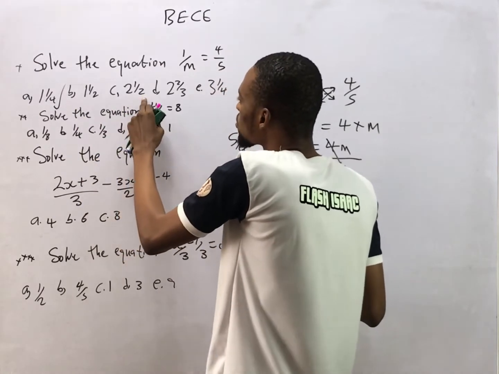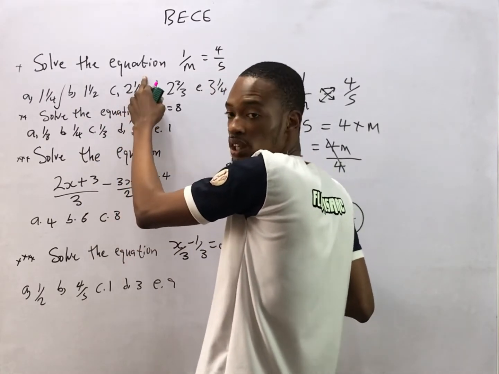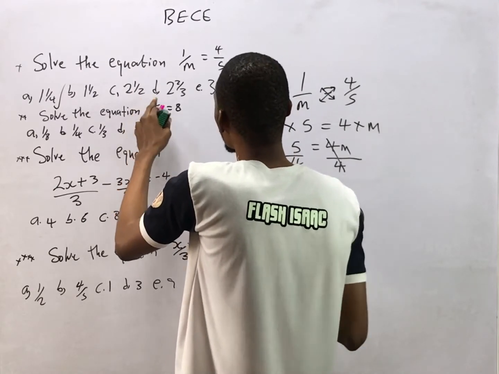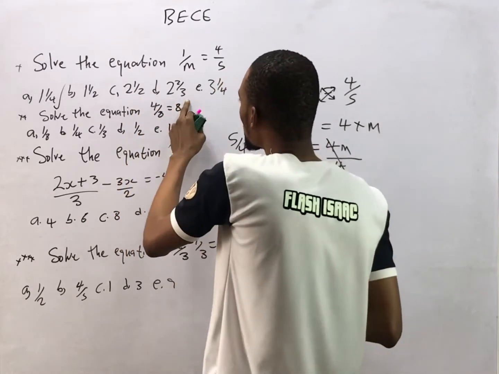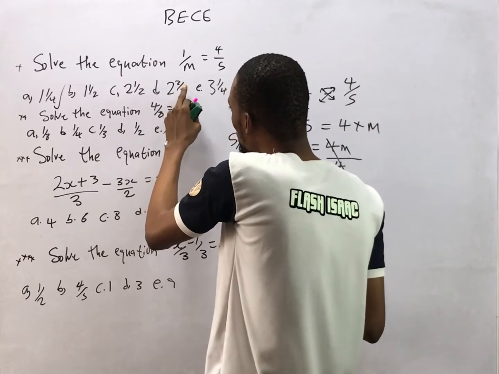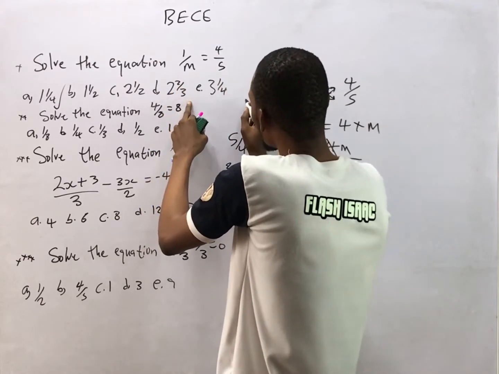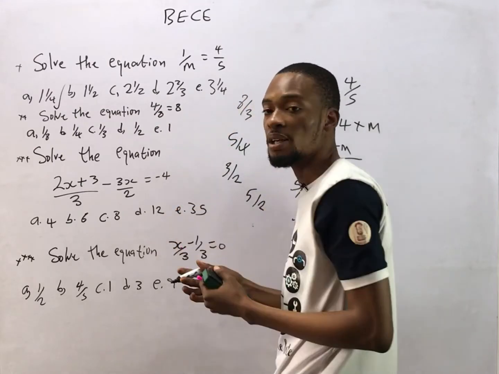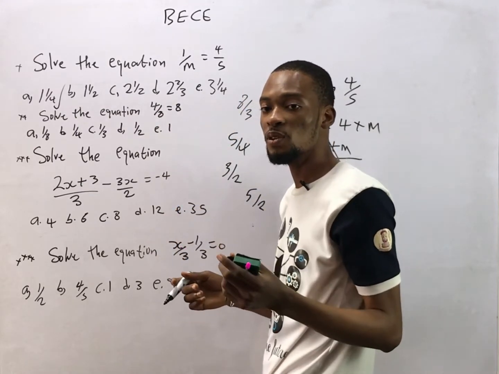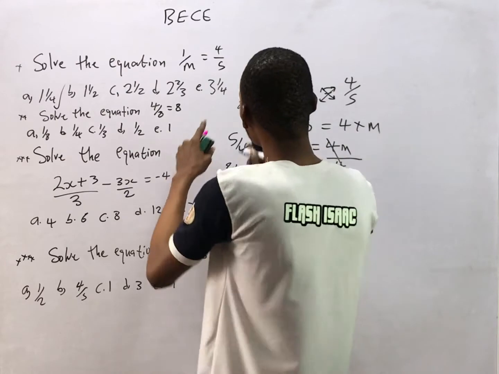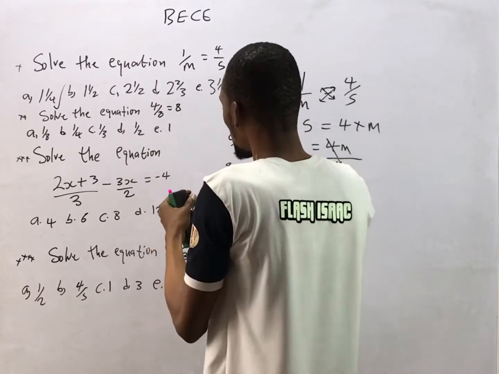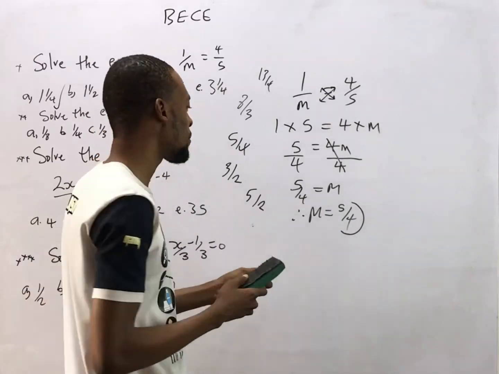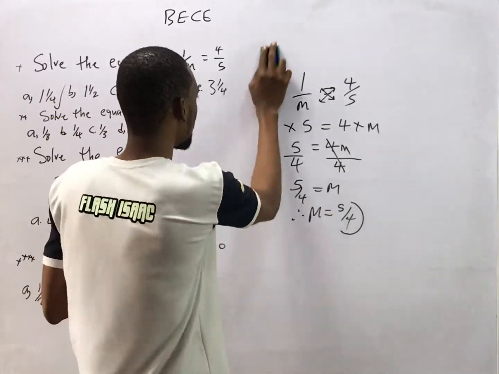Option C is 2 times 2 is 4, plus 1, 5 over 2. So option C is actually 5 over 2. Option D is 2 times 3 is 6, plus 2 is 8 over 3. So this is 8 over 3. Option E is 4 times 3 is 12, 12 plus 1 is 13. So this is actually 13 over 4. So that's how you convert mixed fractions to improper fractions. So we've gotten our answer, which is A.